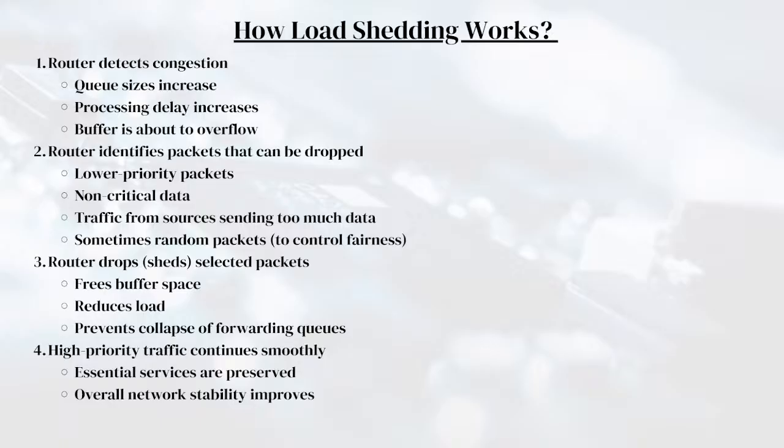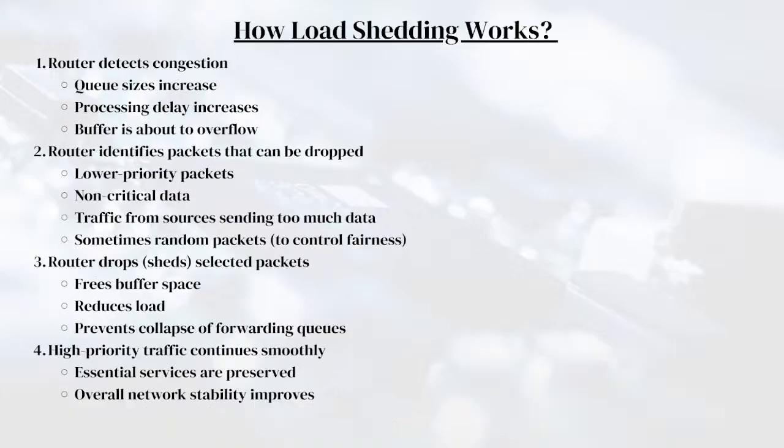Now, the third point is that the router drops or sheds the selected packets. What happens is it frees the buffer space, reduces the load, and also prevents the collapse of the forwarding queue. When it comes to the fourth point, high priority traffic continues smoothly, meaning essential services are preserved, and overall network stability also improves because of this high priority traffic.